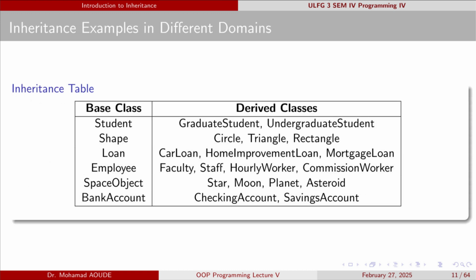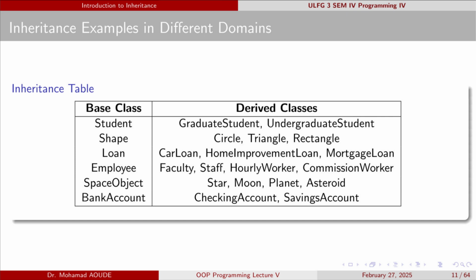To understand inheritance better, let's see it across different fields. 1. Students. Base class, student. Derived classes: graduate student, undergraduate student. All students share basic features: name, ID, program, but graduate students have thesis topics. Undergraduates might have internship info.